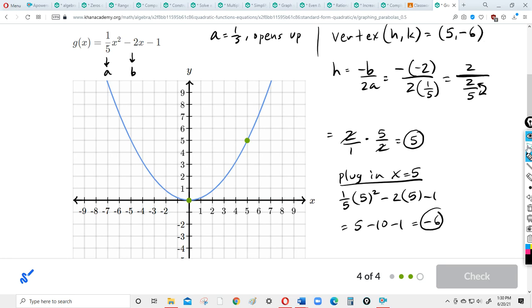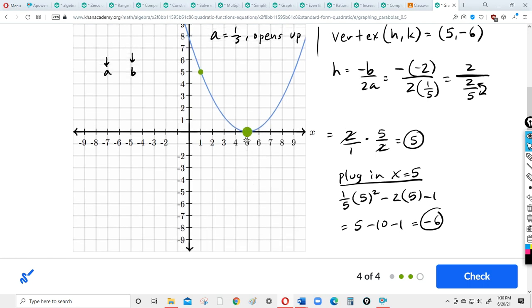So just go to your graph. For the vertex, go to 5. Okay, I'm just going to move this one over for now. Actually, I'll move it over here. I'm going to go to 5 and negative 6. So I have to go down here. Okay, x equals 5, y equals negative 6.